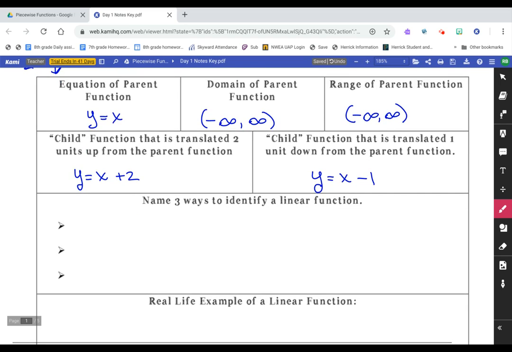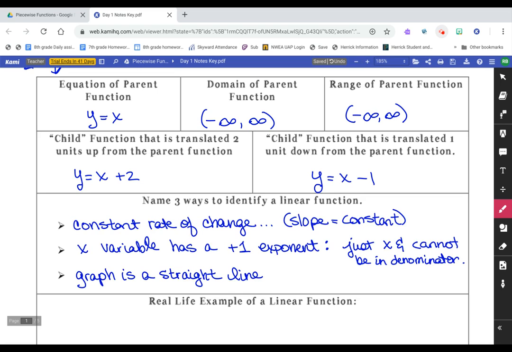Now, 3 ways to identify a linear function are the following. There's always a constant rate of change, meaning that your slope is constant. The x variable has a positive 1 exponent. So usually you just write that as x, but realize that x cannot be in the denominator either, because that would actually be x to the negative 1. The graph is a straight line.